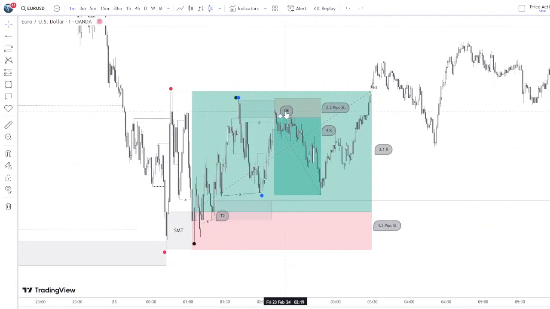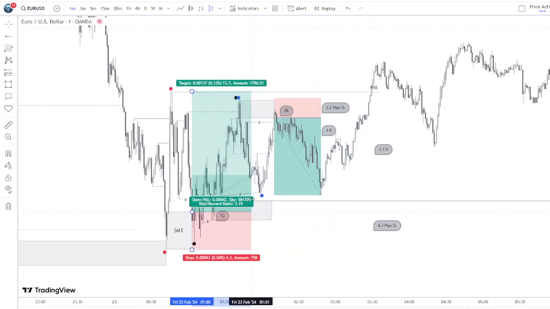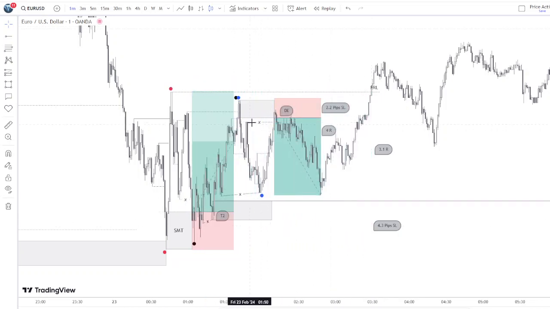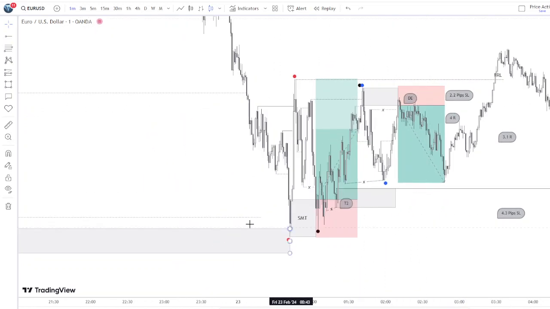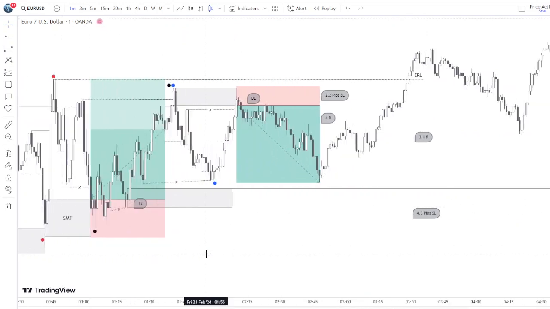As you can see, this is the direct entry. Okay. Liquidity above the POI, enter, exit, external range liquidity. So I hope this helps, and thank you guys so much for watching.